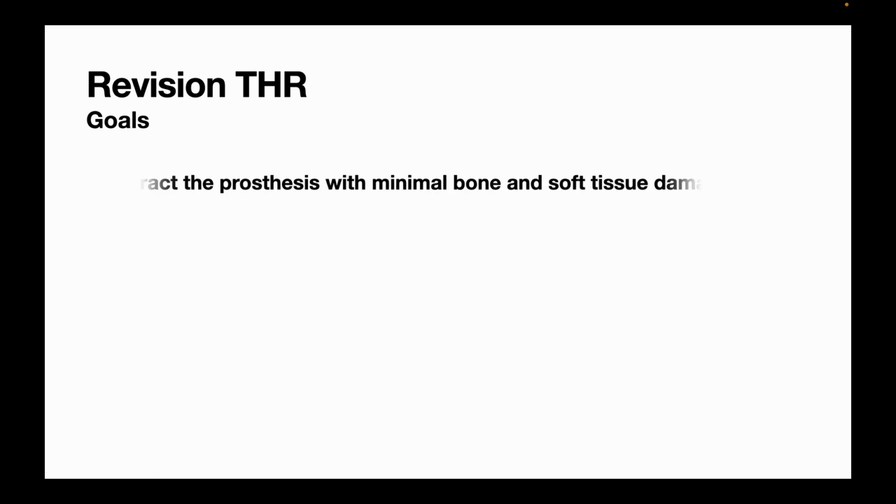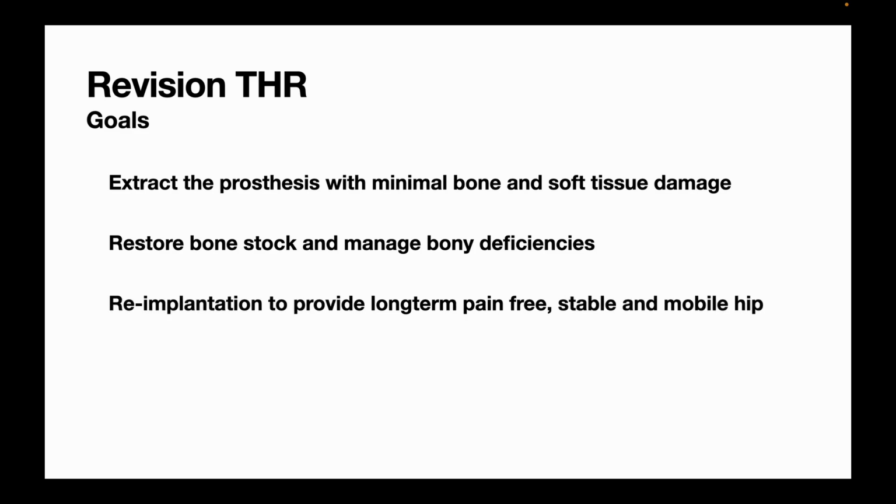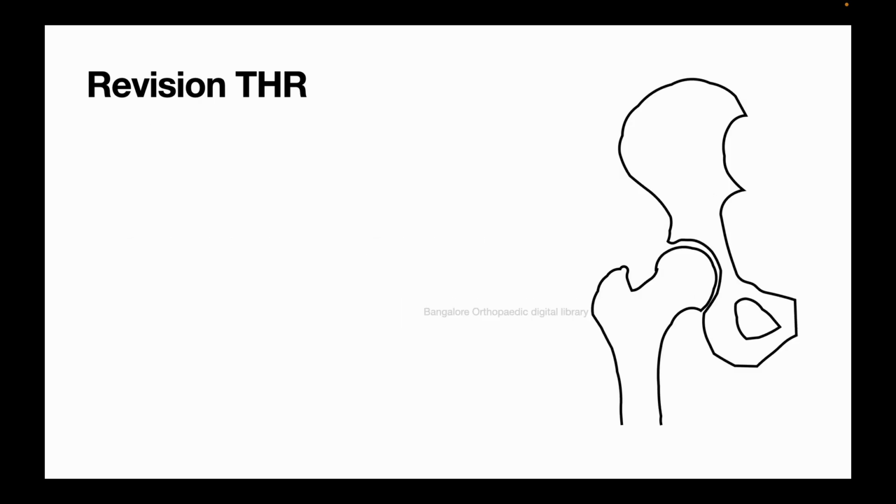Firstly, extract the prosthesis with minimal bone and soft tissue damage. Secondly, restore the bone stock and manage any bone deficiencies, if any. And thirdly, re-implantation to provide long-term, pain-free, stable, and a mobile hip. Now we shall look into some of the terminologies commonly used in a revision scenario.